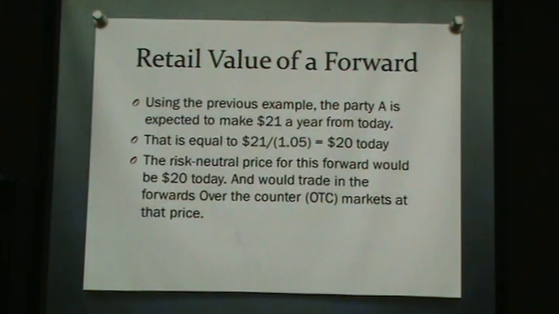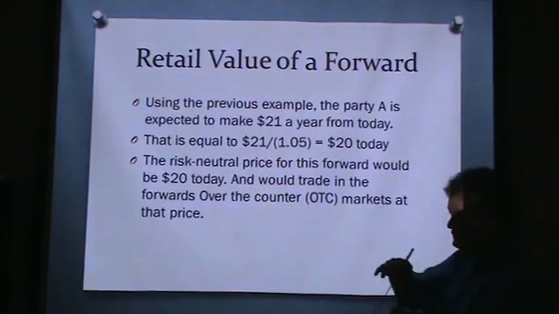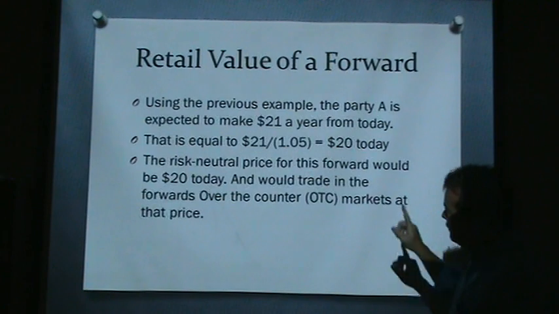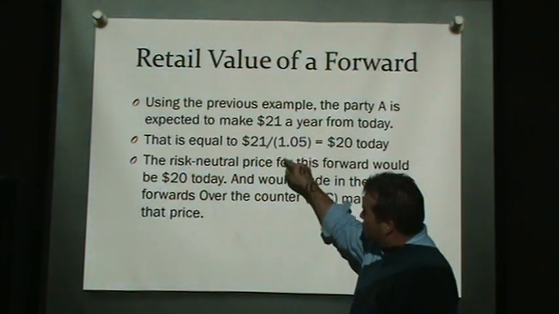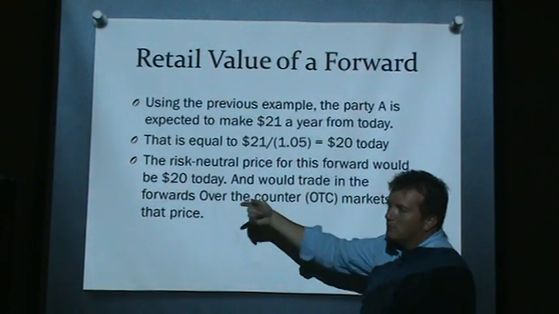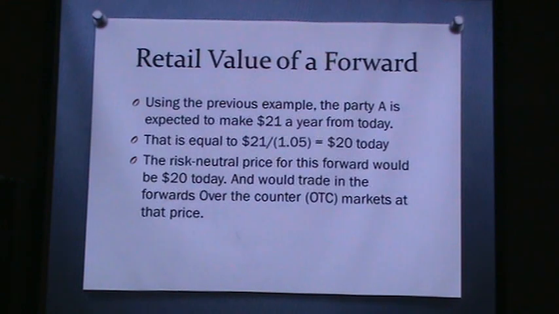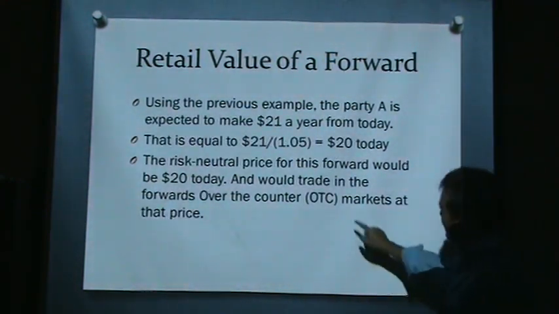Okay, so just some more comments on that example. Using the previous example, party A is expected to make $21 a year from today. That would be equal to, approximately, so now I'm subtracting interest. Remember when we were talking about interest, we said if you want to know what some money is worth in the future, you multiply it by 1 plus the interest rate. And if you want to know what future money is worth today, you divide it by 1 plus the interest rate.